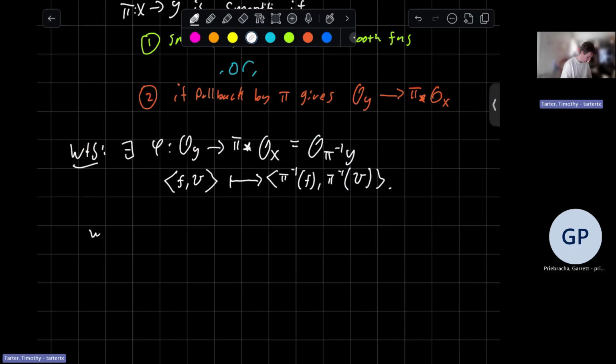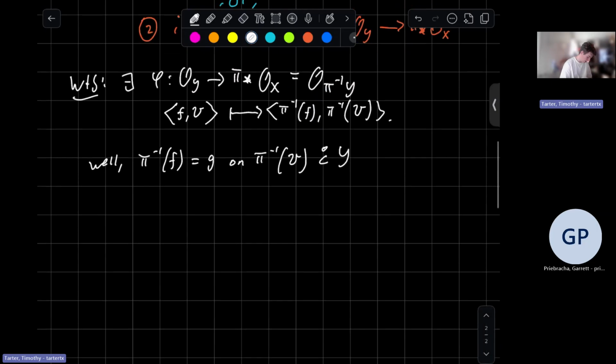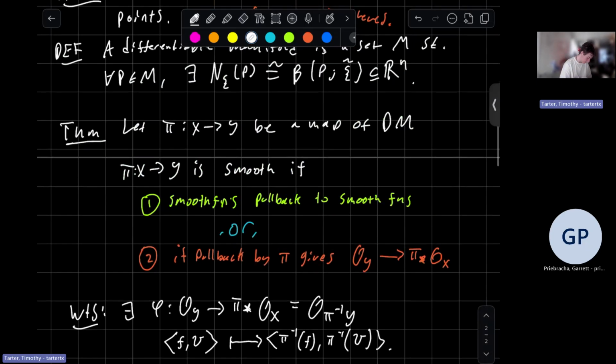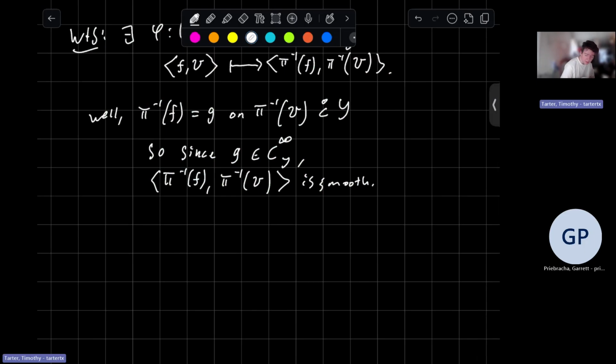I think maybe what we have to say is, well, pi inverse of f is equal to g on pi inverse of u, which is open in y, and since g is in c infinity on y, pi inverse of f on pi inverse of u is smooth. I'm pretty happy with that. Yeah, that works.